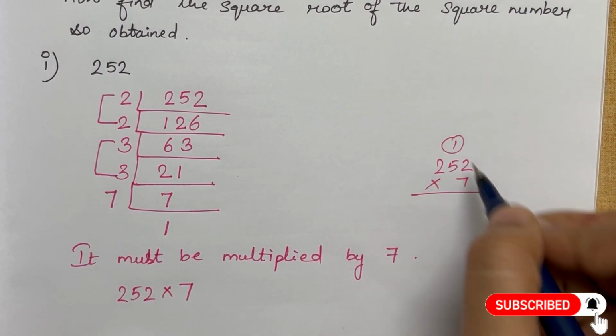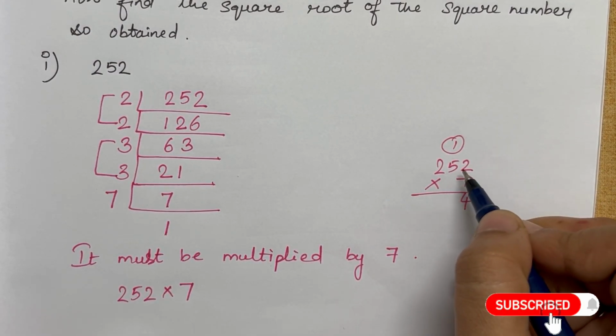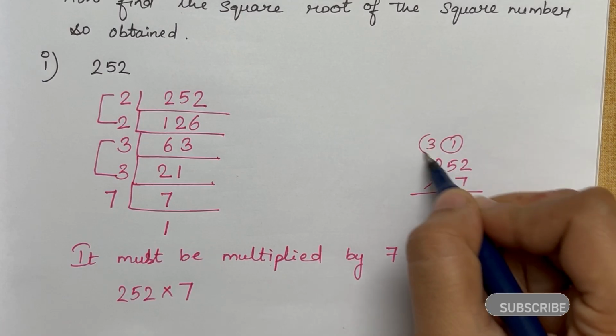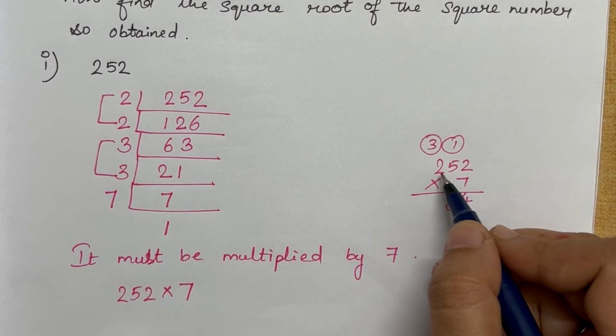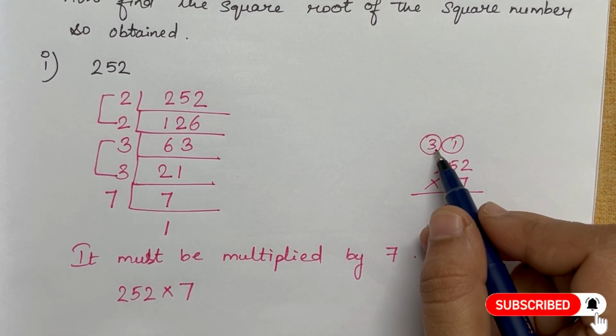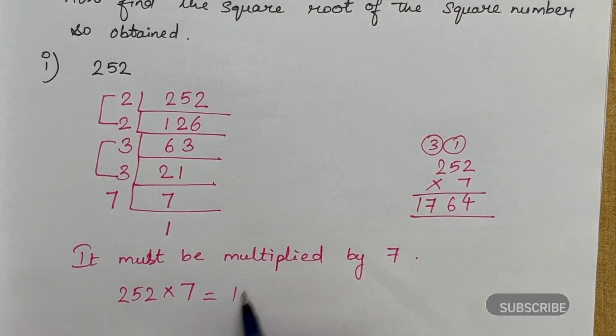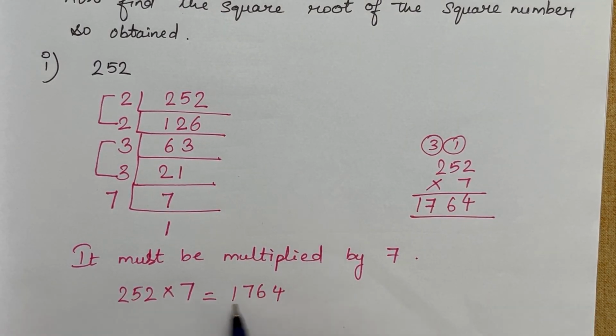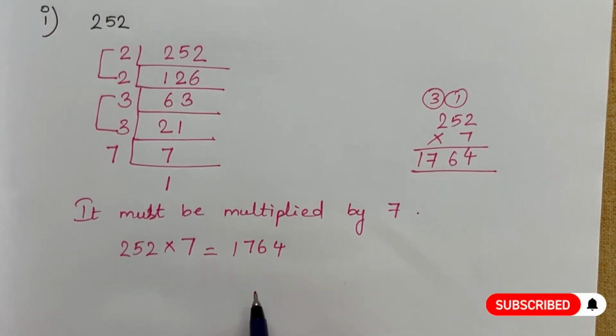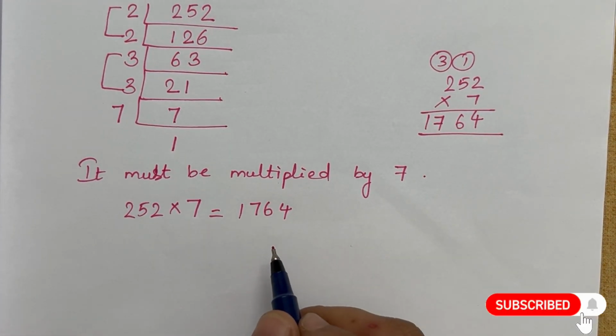7 into 2 is 14. 7 into 5 is 35. 35 plus 1 is 36. 7 into 2 is 14. 14 plus 3 is 17. So 1764 is the square number. Now we'll find the square root.